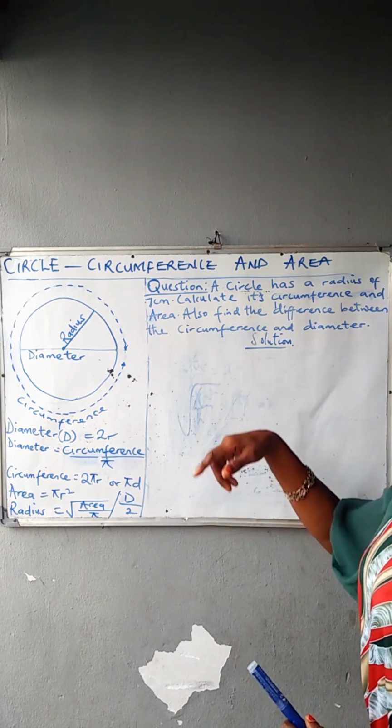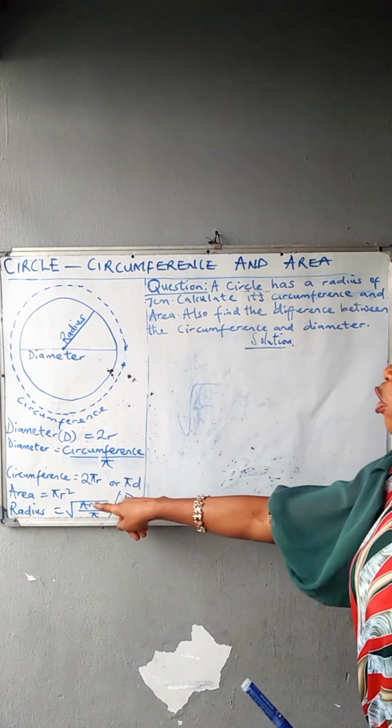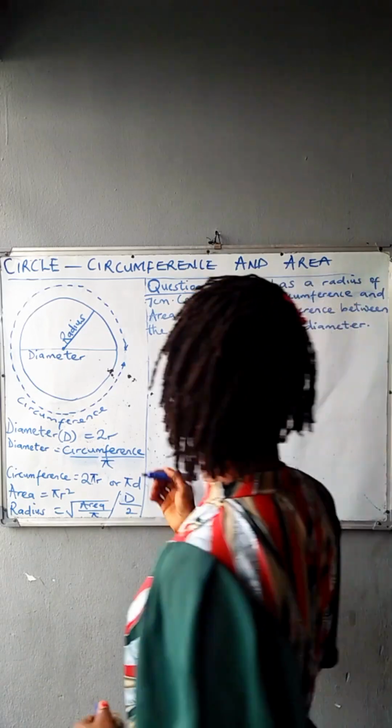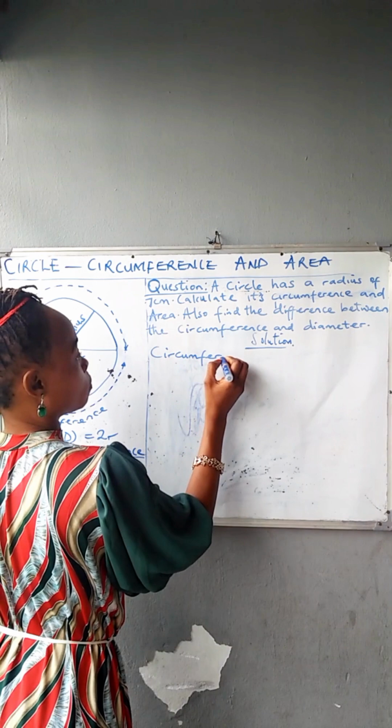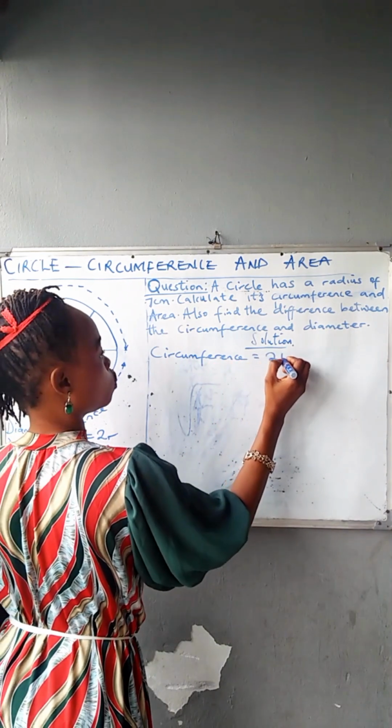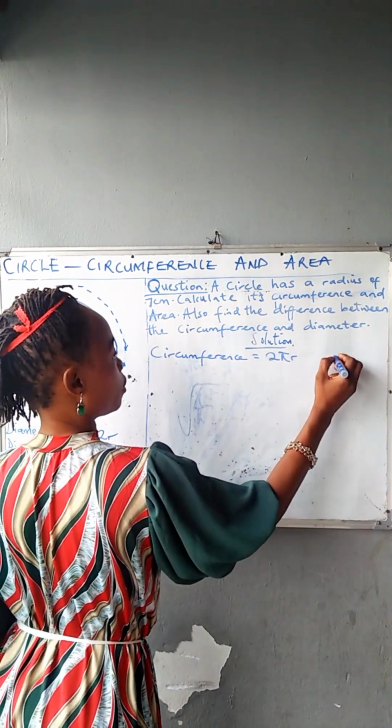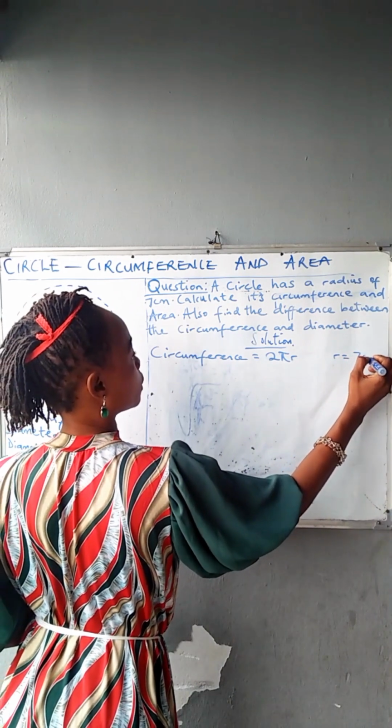The parameter given to us is radius. So we'll be using 2 pi r. So circumference is equal to 2 pi r. Our radius is what? 7 centimeters.